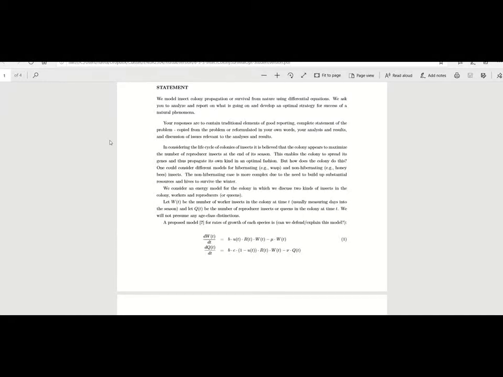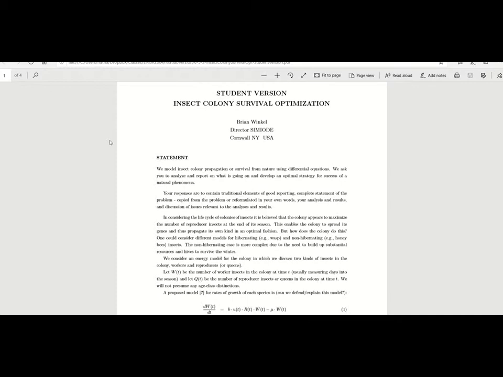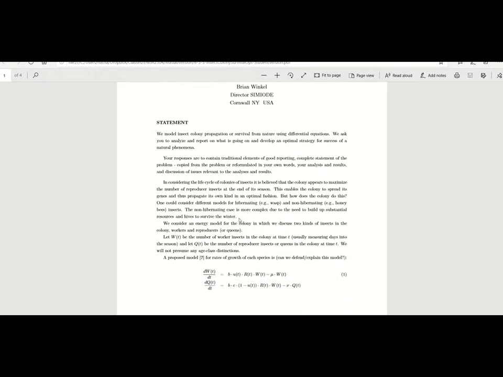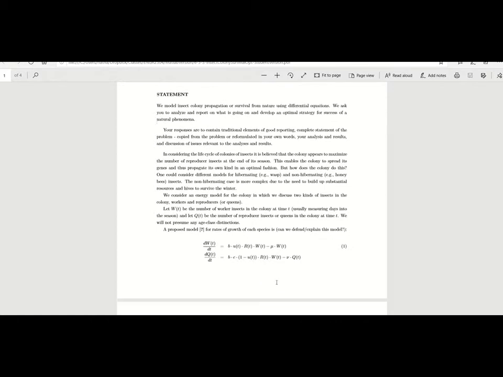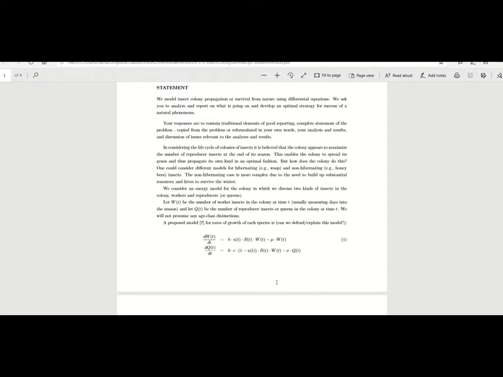Okay, so you're here because you have a question and you're not sure what to do. So basically, here's what's going on: we're working on an insect colony project. You have a bees one, and I have an ant one. So I'm going to explain ants and you can figure it out for bees.